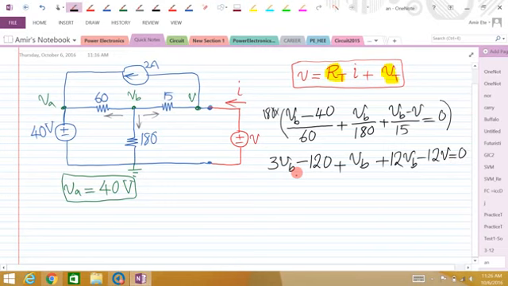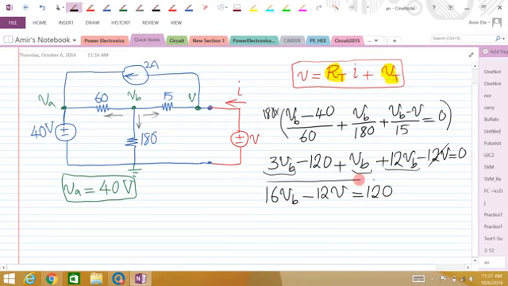So I can further simplify this equation. 3 VB here, 1 VB here, and 12 VB is 16 VB minus 12 V, and the only remaining term is this 120 here. Alright, now I have one equation.